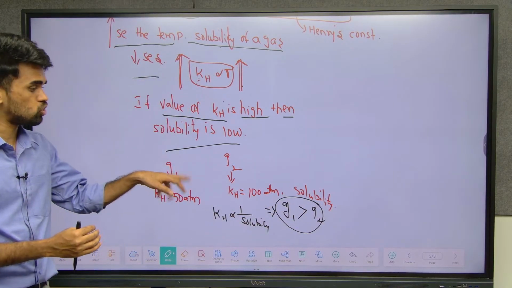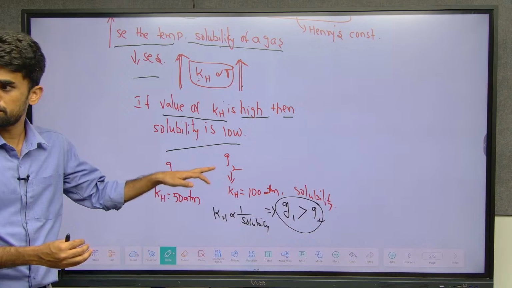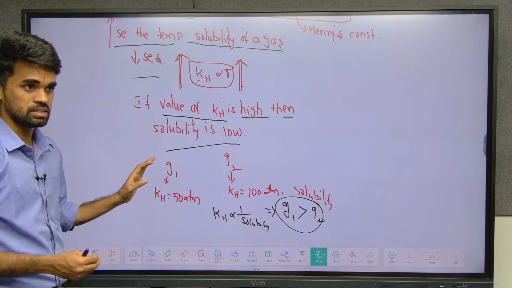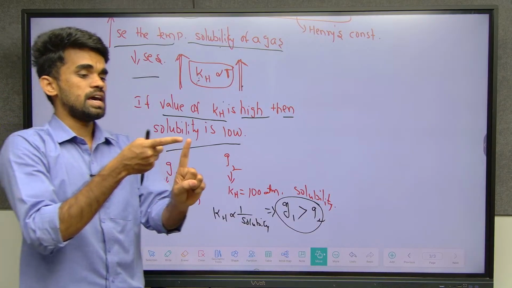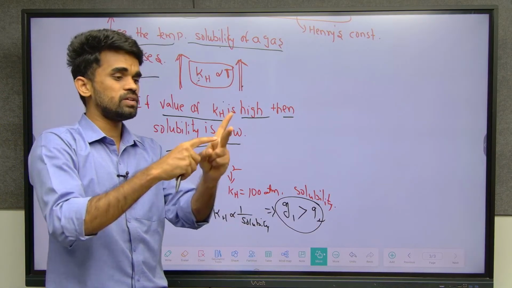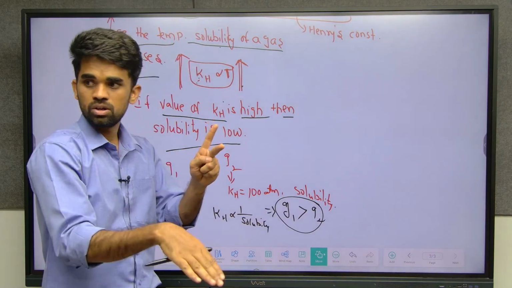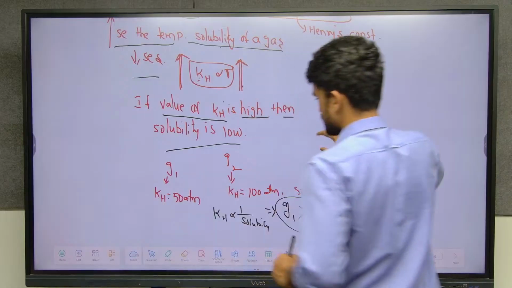We have some NEET questions on this directly. Very simple ones. Nothing to calculate, just observe the data provided. They provide gas 1, gas 2, gas 3 with three KH values. Now what to check? Higher KH. That's it.